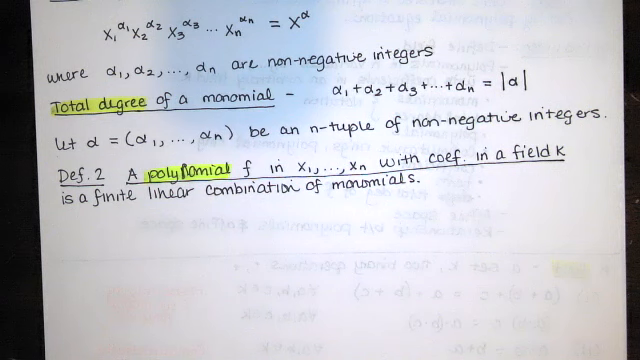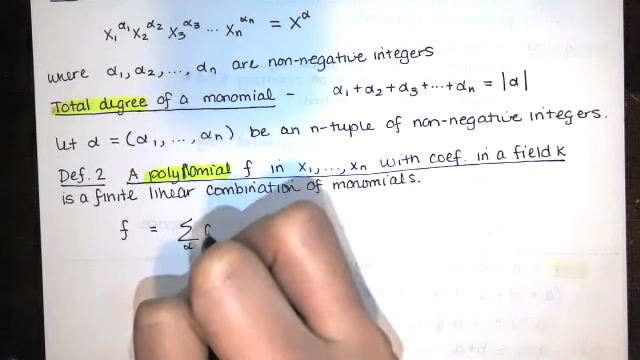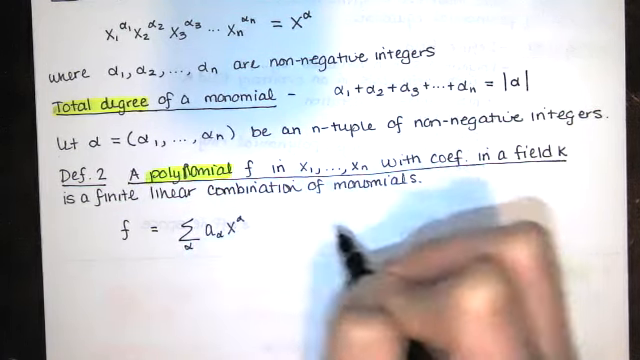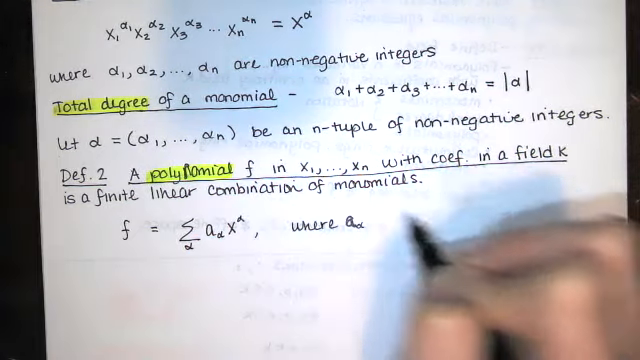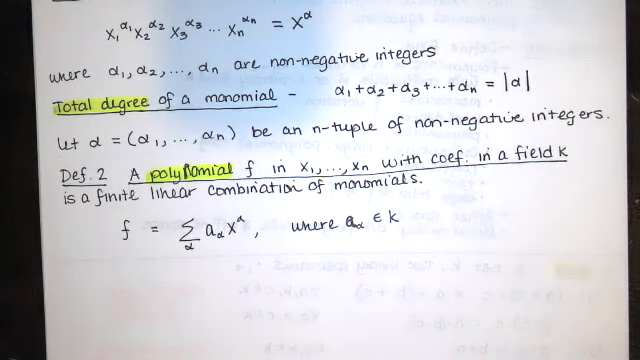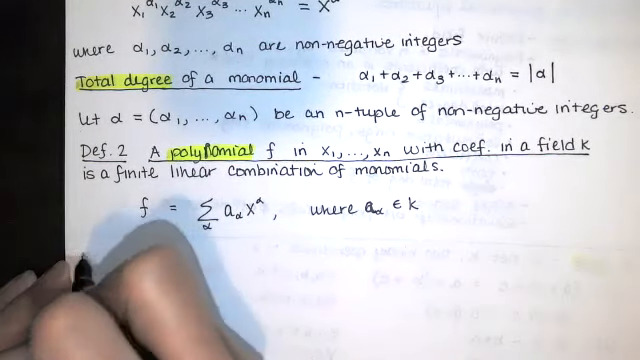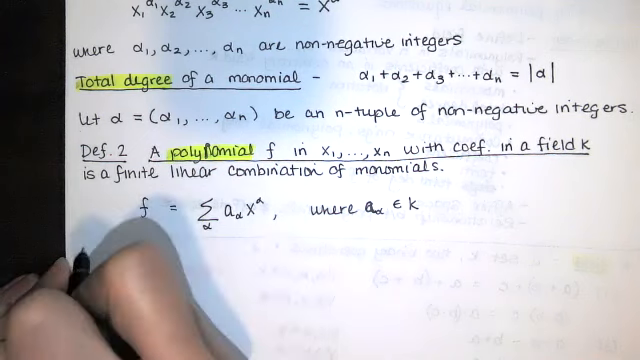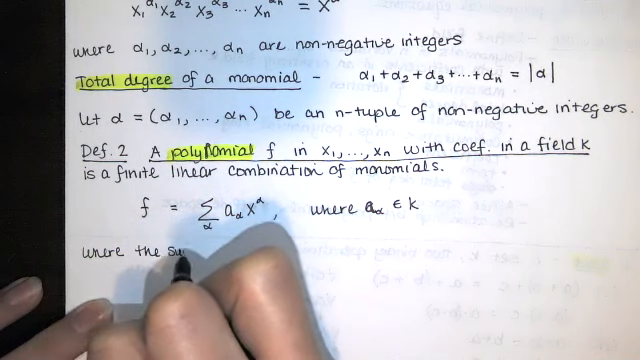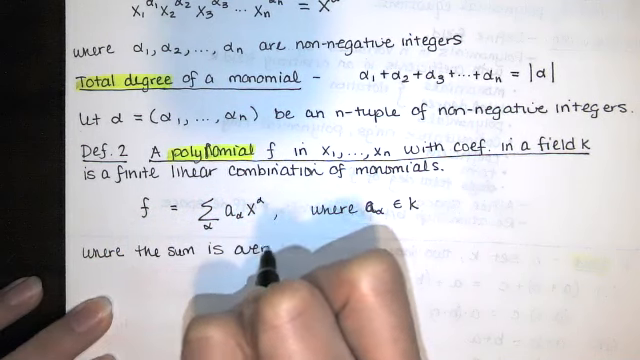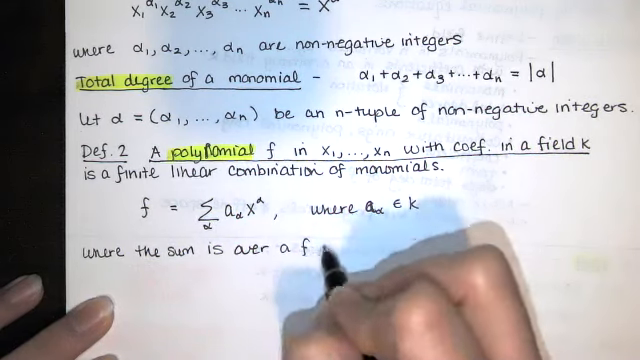Okay, so the notation that we're going to use here is this. f is the sum over alpha of a sub alpha times x to the alpha, where a sub alpha is an element of that field K. And here the sum is over a finite number of n-tuples. We can't have infinitely many of those because then it would not be a polynomial.